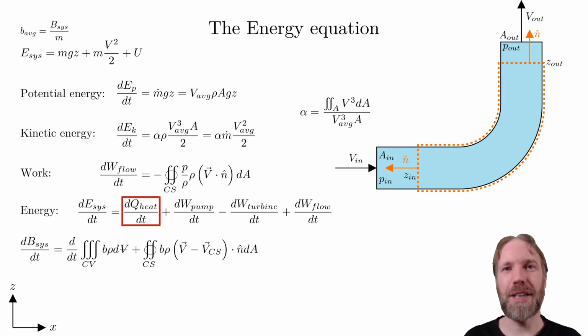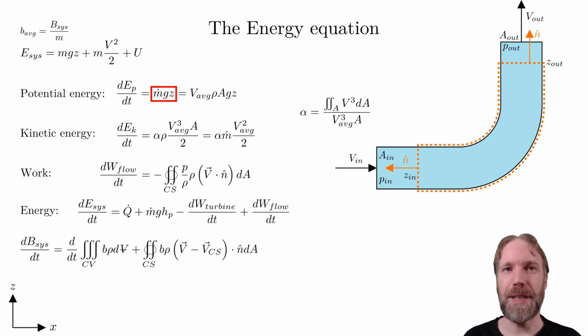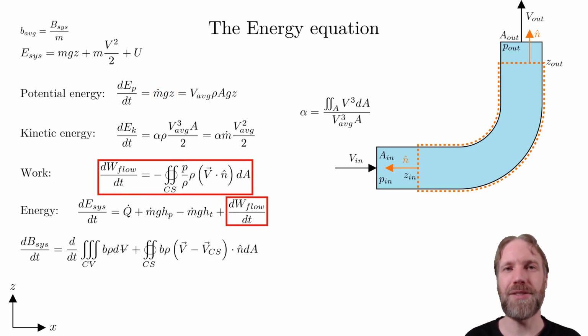We start by renaming the heat flow to Q dot. For the pump, we will rewrite the expression on a similar form as the flow of potential energy. We assume that power is the mass flow times g and the pump head HP. HP can be seen as the altitude that the pump can add to the fluid. We will do the same for the turbine and introduce the turbine head HT. Finally, we insert our expression for the flow work.